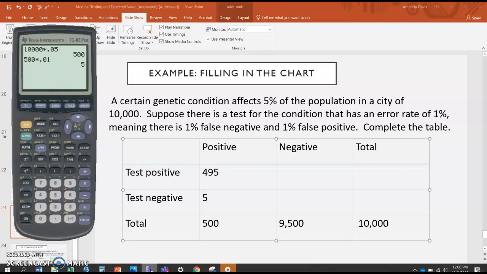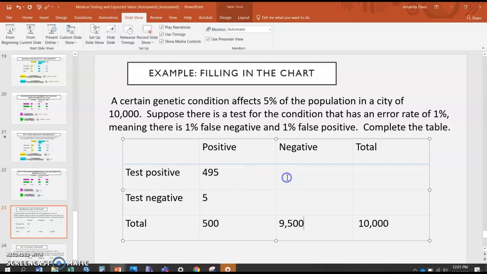The next thing we know is that we have a 1% false positive. That means they tested positive, but they were actually negative. So that's going to go in this box right here. So out of the 9,500, 1% are false positive. So again, we type in 9500, we multiply by 0.01. That gives me 95. And I can subtract here to give me 9405.